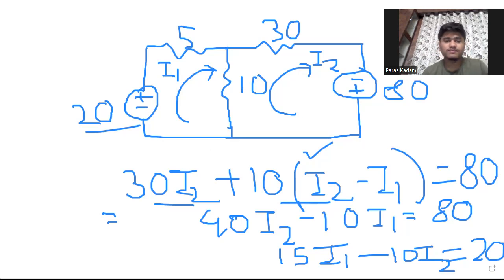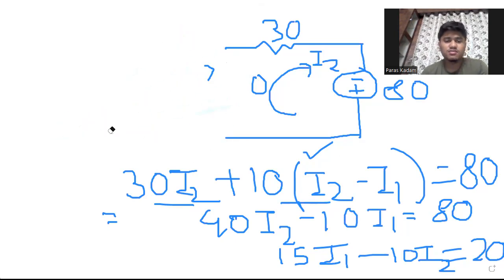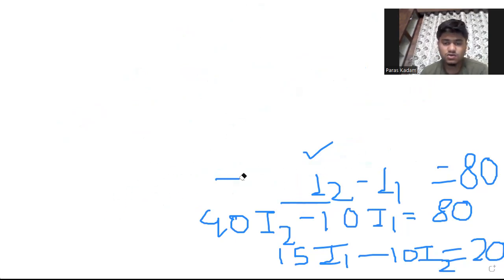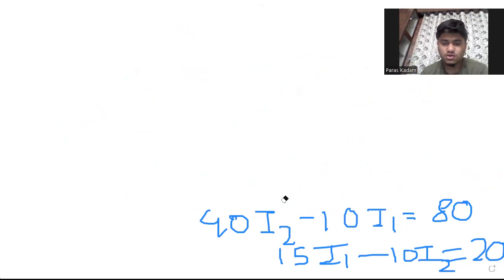On the calculator, wait a second. I will erase this mesh because I want only equations now. I have the diagram in my phone so I can cross verify. So we have got these two equations. How will we proceed further?